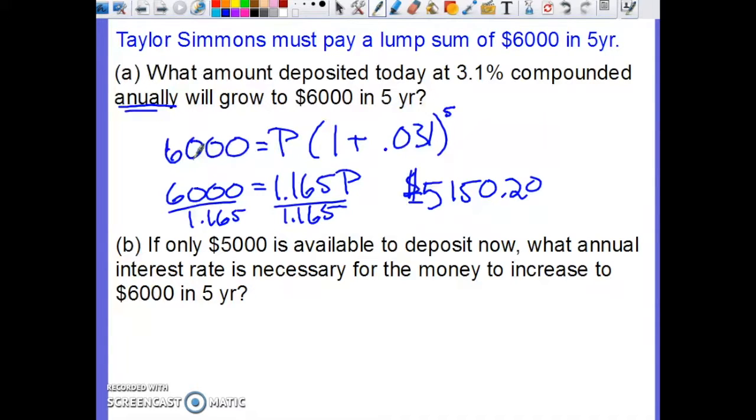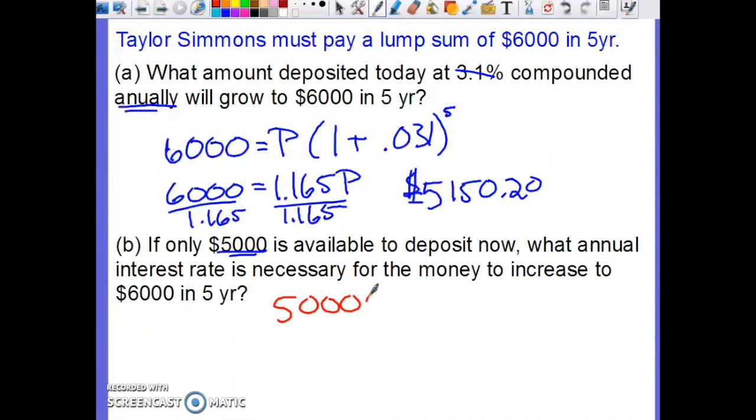We're running a little long on time, so I'm going to try to condense this, go a little bit quicker, and just show you the algebra. If only $5,000 is available to deposit now, what annual interest rate is necessary for the money to increase to $6,000? We're assuming this is the only thing changing, and she's still compounding it annually. We know our P value is 5,000, so we plug in 5,000 for P.